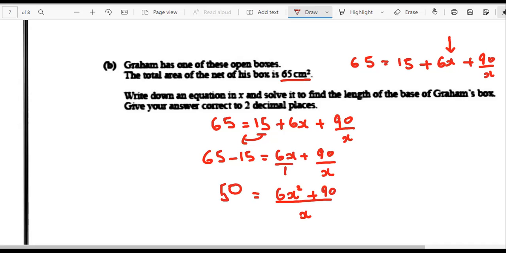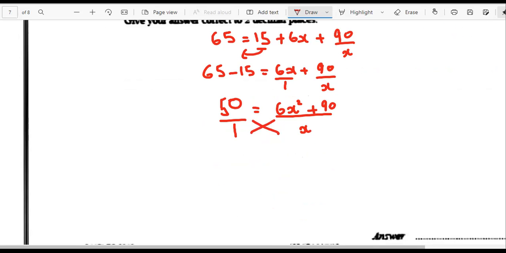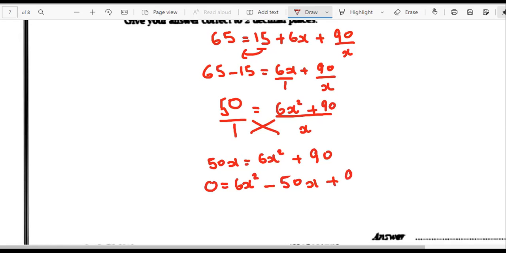And now I have two fractions directly, so I can cross multiply them, and that would give me 50x equals 6x square plus 90. I'll simplify this. 0 equals 6x square minus 50x plus 90. Now I can take 2 common just so it looks a bit simple. 0 equals 3x square minus 25x plus 45, okay? And I've divided that 2 on the other side.